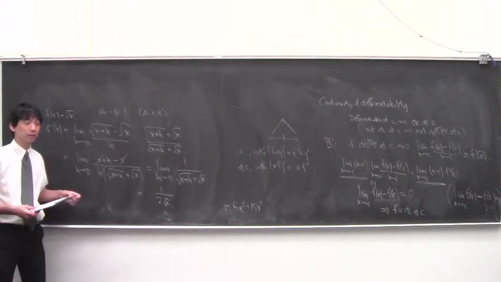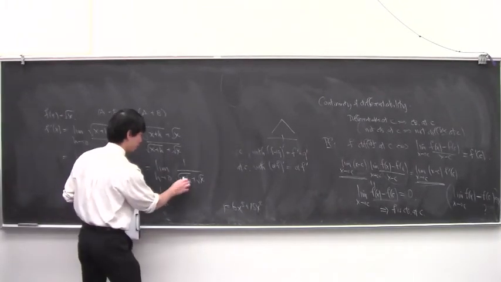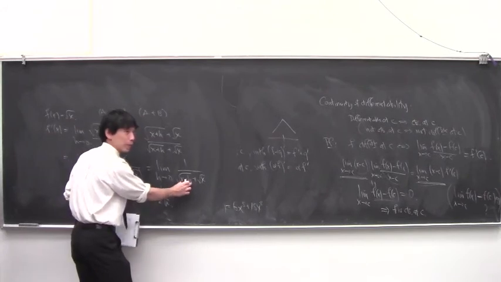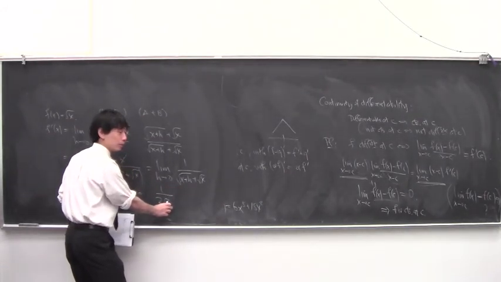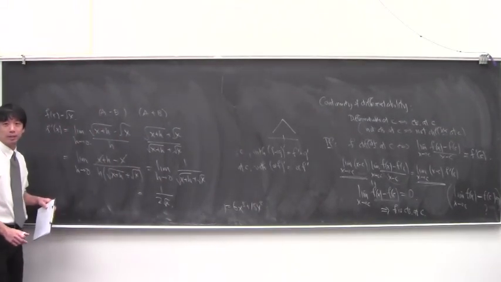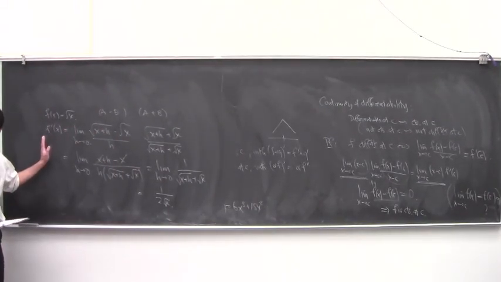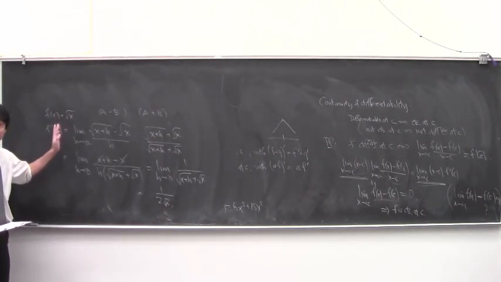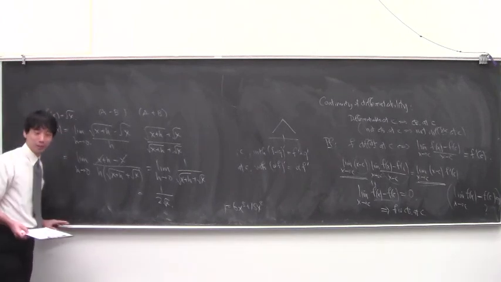Wait, can you just do that last step again? Sure. Right, you've got 1 over this plus this. As h goes to 0, this becomes root x. Oh, yeah. So you get root x plus root x, 2 root x. But does it show that the power rule is true? This doesn't show that the power rule is true for all numbers. It shows it's true for n equals 1/2. Later we'll see that it's actually true for all numbers, but not yet.